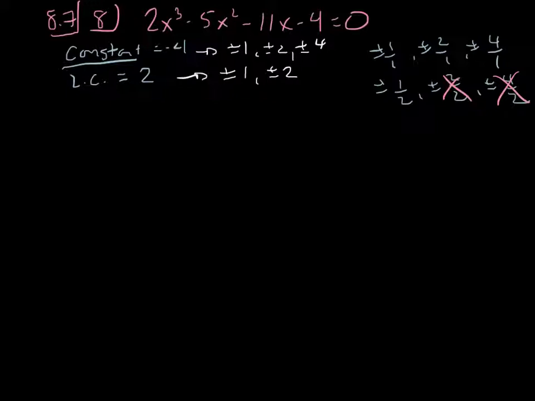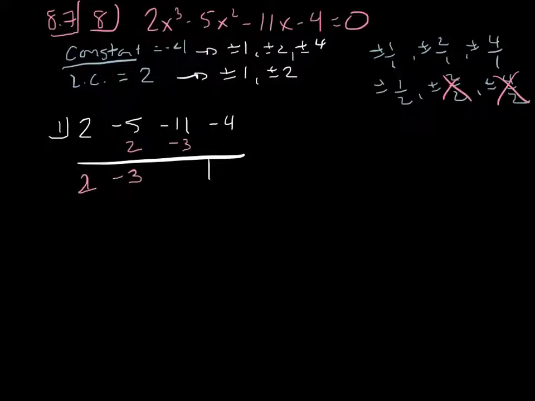Now I need to see if one works. Multiple ways to do this. You can synthetic divide. Okay, so you get 2, negative 5, negative 11, negative 4, and you synthetic divide until one works. Okay, in this case I get 2, negative 3, negative 14, negative 18. So 1 doesn't work.